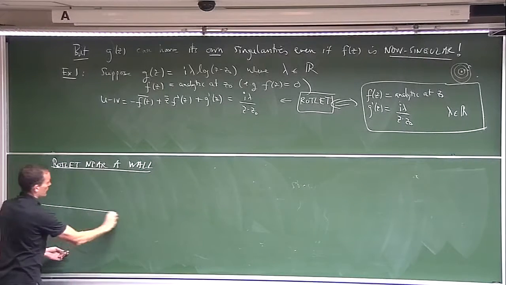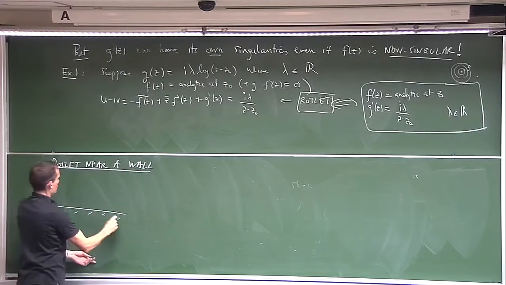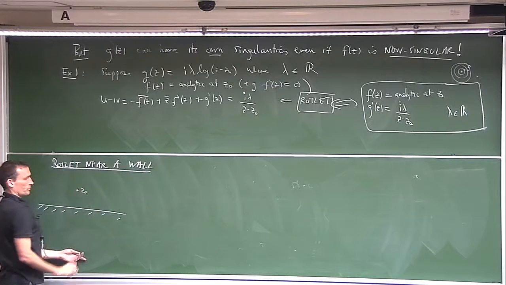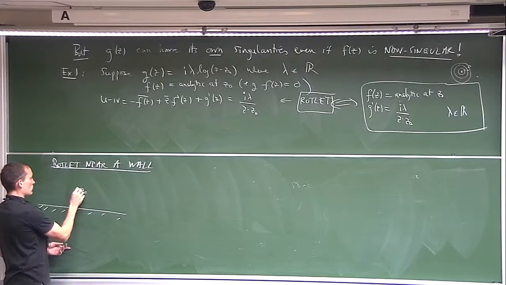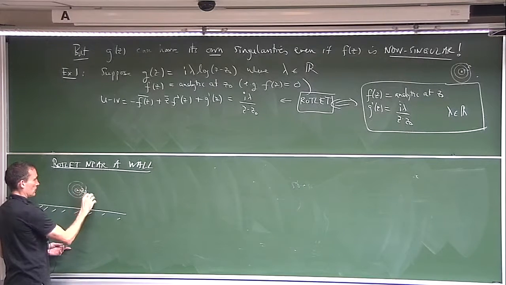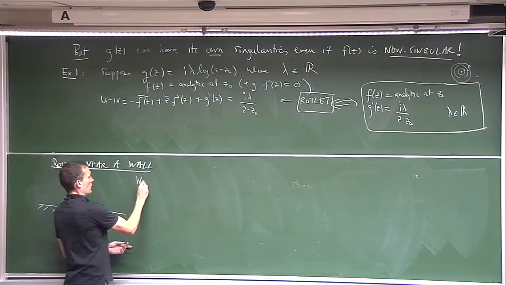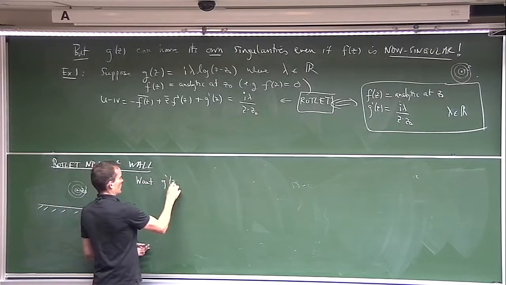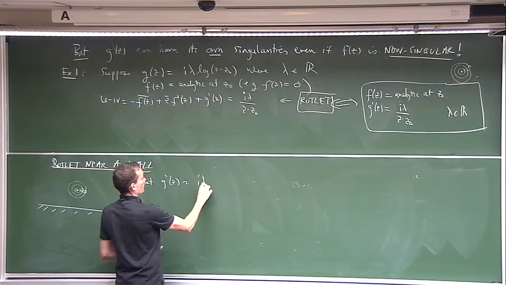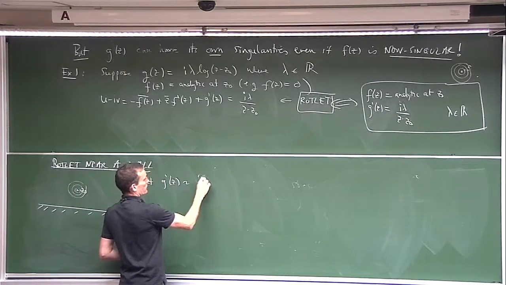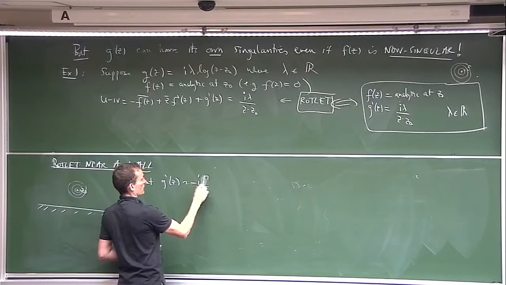Here we go. Here's the wall. And there's Z naught. And there's a little rotlet. Actually, let's make it look like a point vortex.